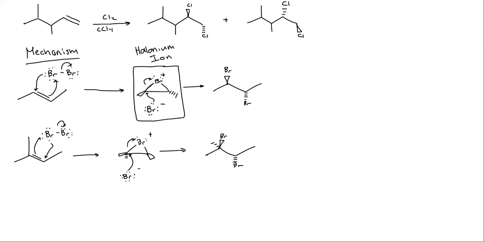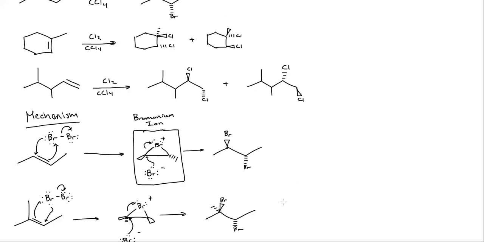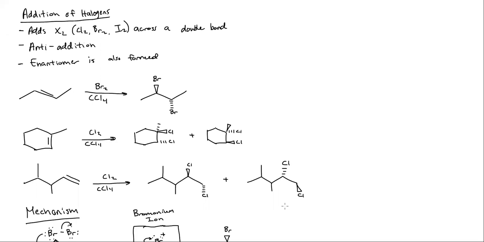While this is called a halonium ion, in this specific case it's a bromonium ion because there's bromine in it. If you know that, and you know that it's anti-addition, and you know what it adds, then I think you're going to be good for this reaction. This is everything you need to know for the addition of halogens reaction. Definitely study that mechanism. It's an important mechanism.